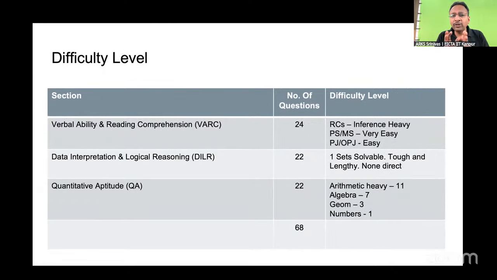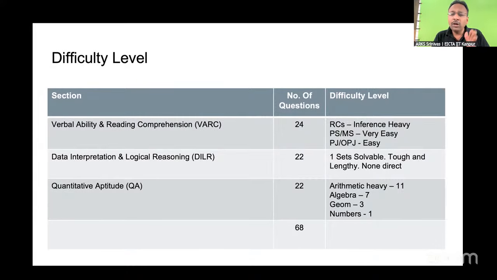Now, here is what I would like to go into, a little more difficulty level analysis. When it came to RCs in the VARC section, this particular slot 2 was inference heavy. Again, I'm comparing it with slot 1. When I'm talking about inference heavy, almost all the questions required you to read the passage more than once to understand, because the choices were not so straightforward. Remember, in slot 1, I said the choices were eliminated very easily, because 3 choices could be removed, provided, of course, you have read the passage.